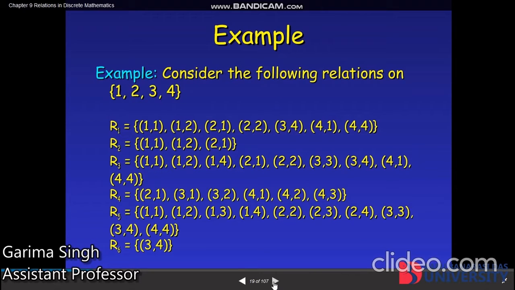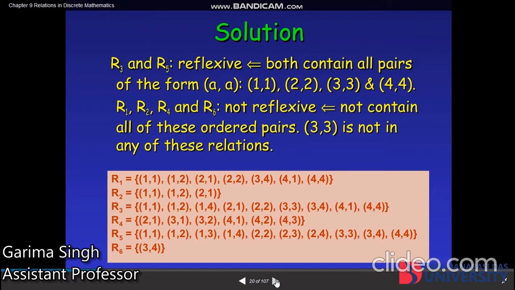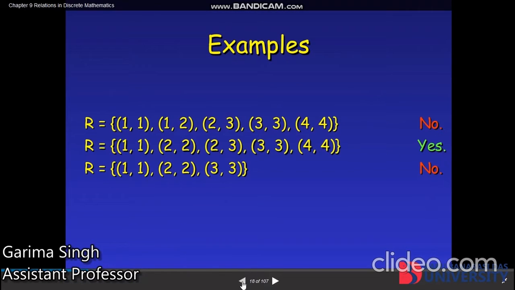Consider the relations on {1, 2, 3, 4, 5}. So these are the given relations: R1 is this, R2 is this, R3 is this, R4 is this, R5 is this, R6 is this. This is the example you have to do. R3 and R5 are both reflexive. Why? Both contain all the pairs of the form (1,1), (2,2), (3,3) and (4,4). You have to consider all the possible pairs.